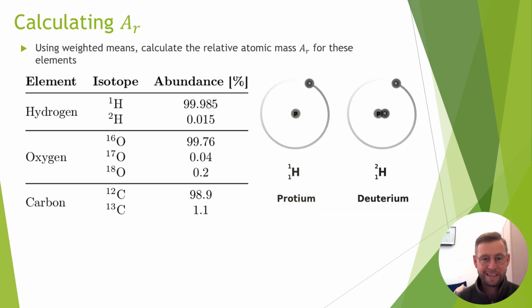So here we go. This is something that we can have a go at. You can see these different isotopes of hydrogen, for example: the normal hydrogen, protium, is the most abundant, and there are very small amounts of deuterium, a second isotope. Now, these abundances are in percentages, and what we could do is take the relative isotopic mass of protium and multiply that by the percentage abundance of protium, add that to the atomic mass of deuterium multiplied by the percentage abundance of deuterium, and then divide it by 100%. That would give us the relative atomic mass.